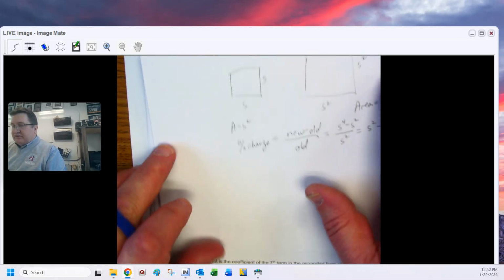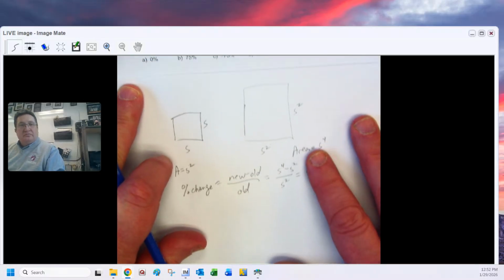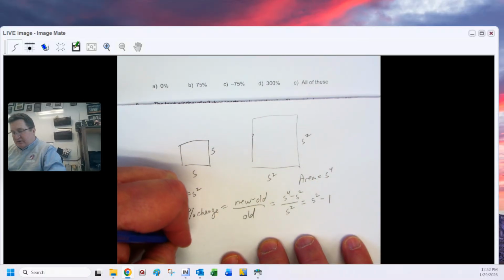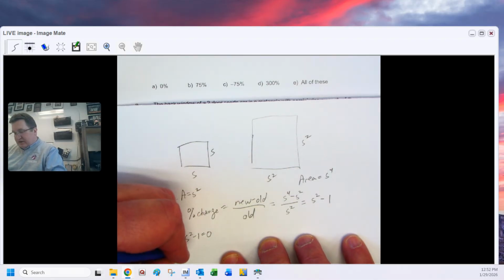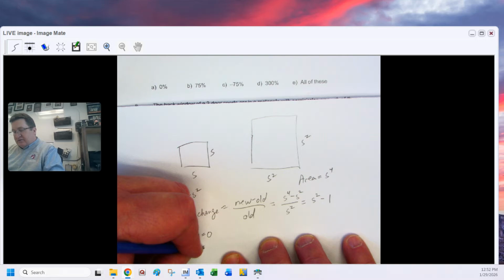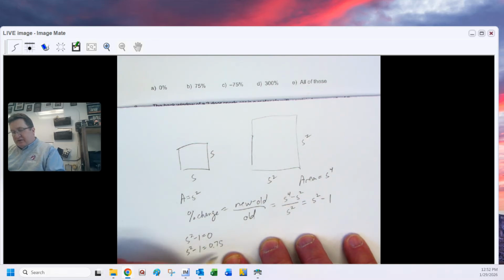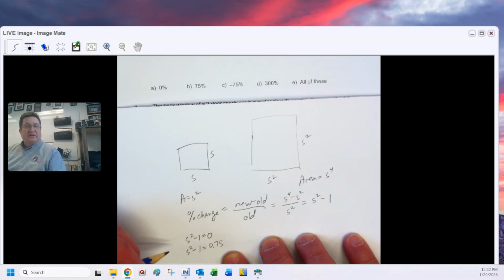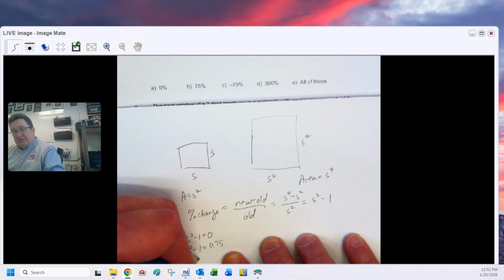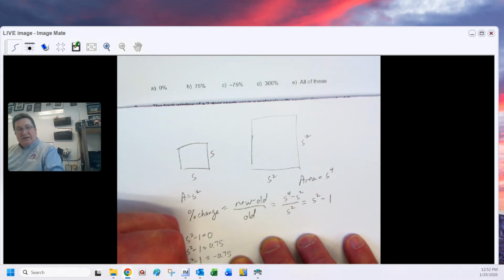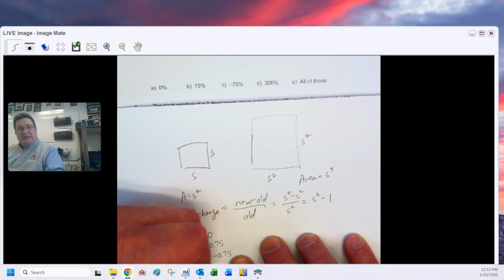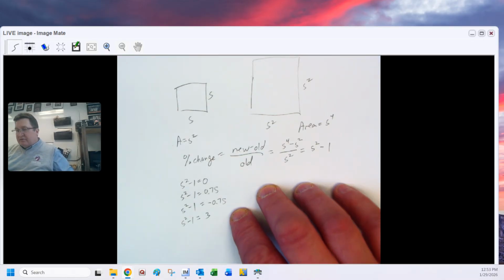And so basically the question is, there are the choices. Can I get S squared minus 1 to equal 0? Sure I can. S would then be 1. Can I get S squared minus 1 to equal 75% or 0.75? Sure, if I added 1, I would have numbers. So right now, if you're pretty sure of yourself, you can go ahead and say it's E, all of these, because we're pretty sure of A and B. But it's true that S squared minus 1 equals negative 0.75 still has answers. And S squared minus 1 equals 3 still has answers. So all of those would work.